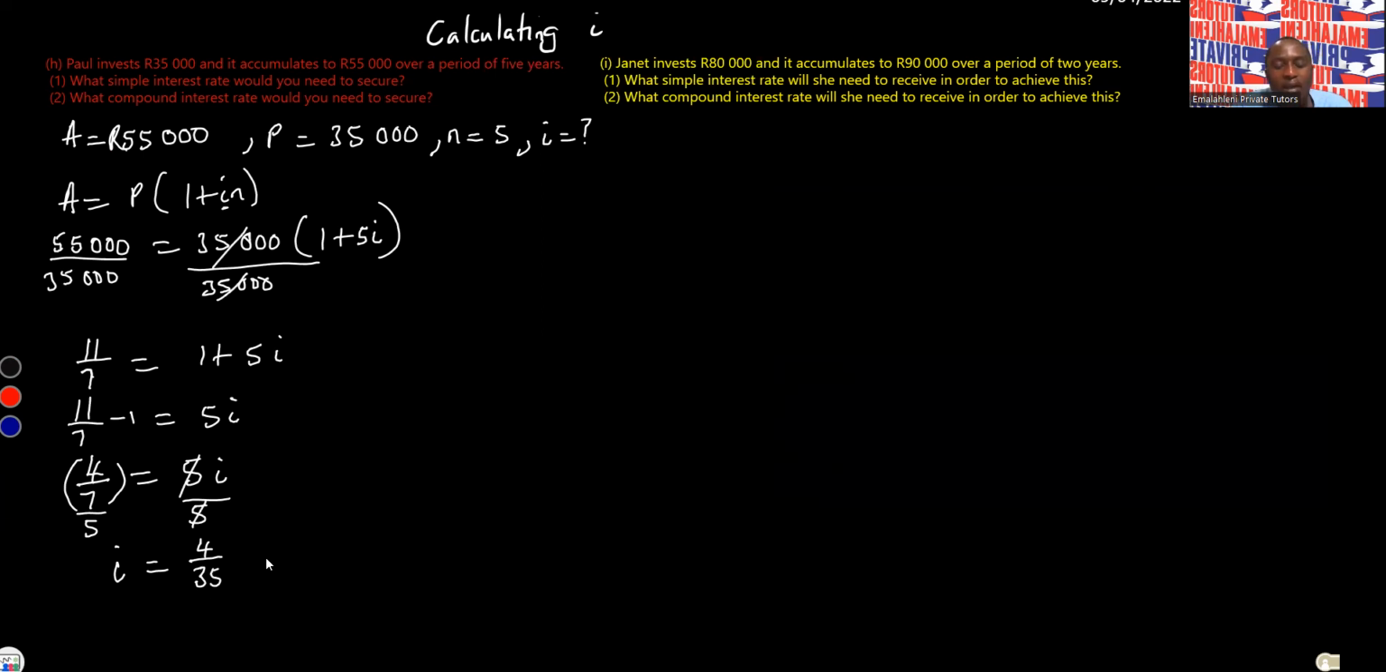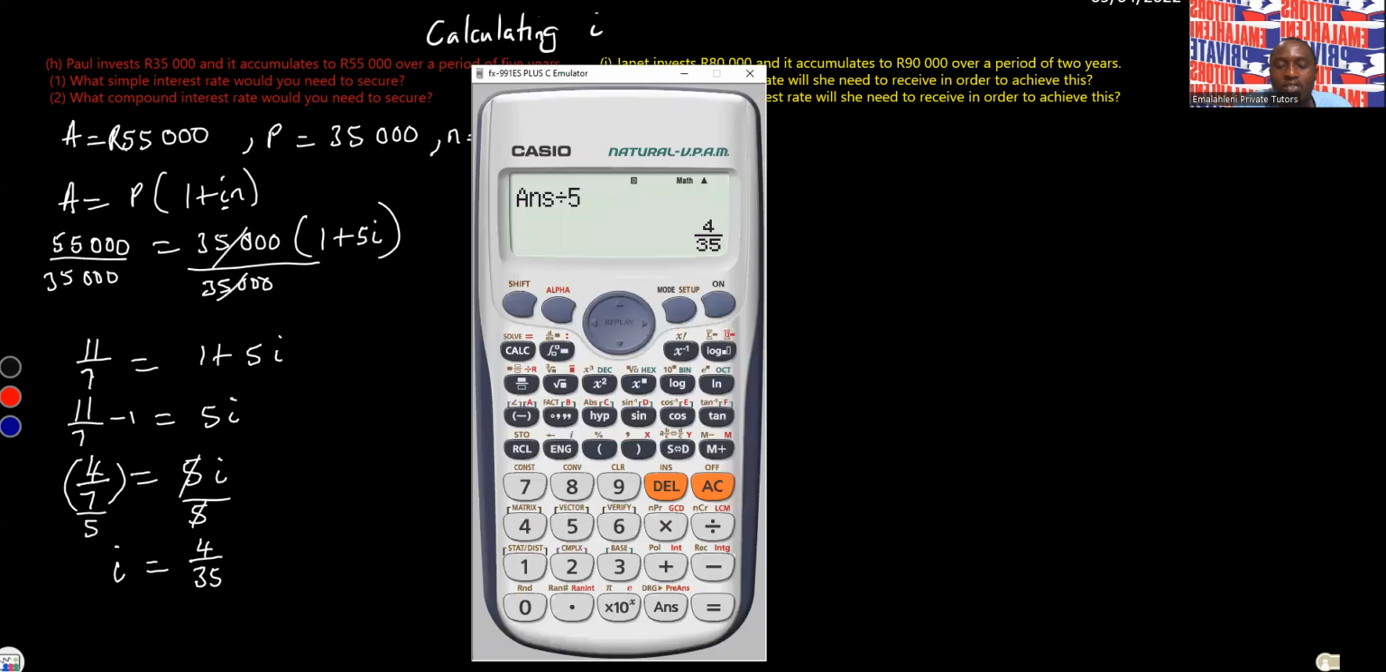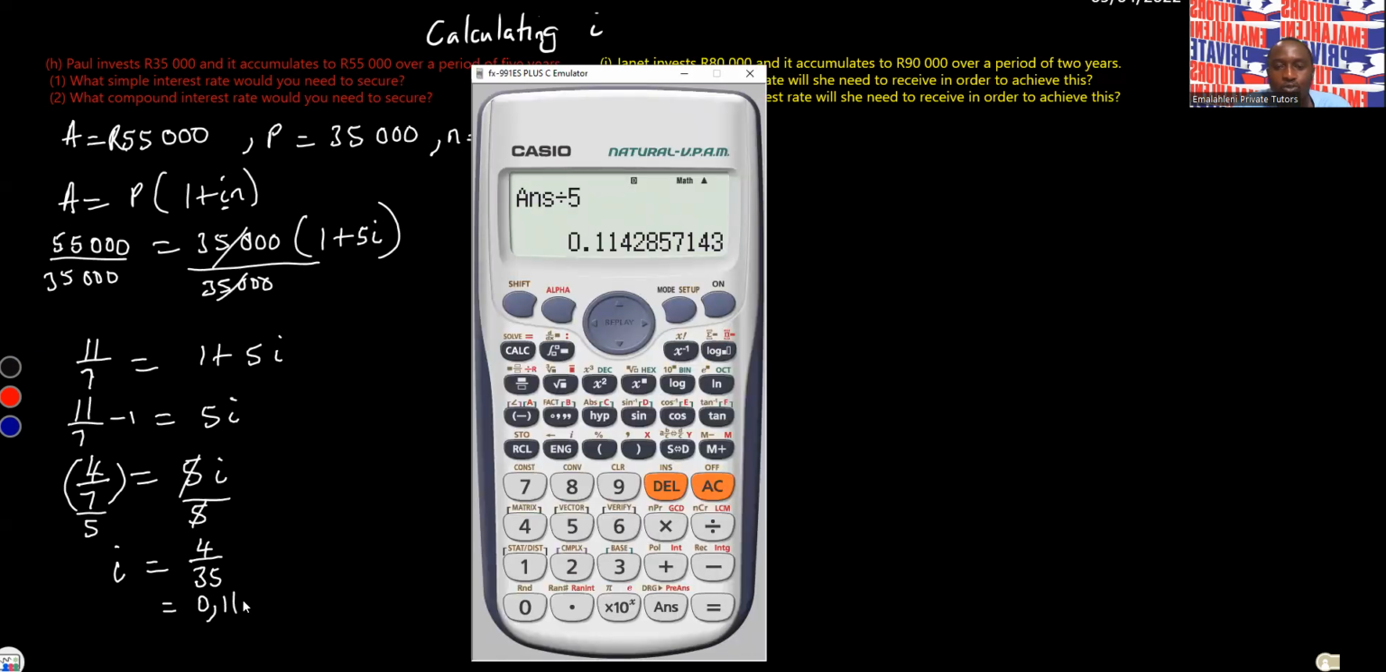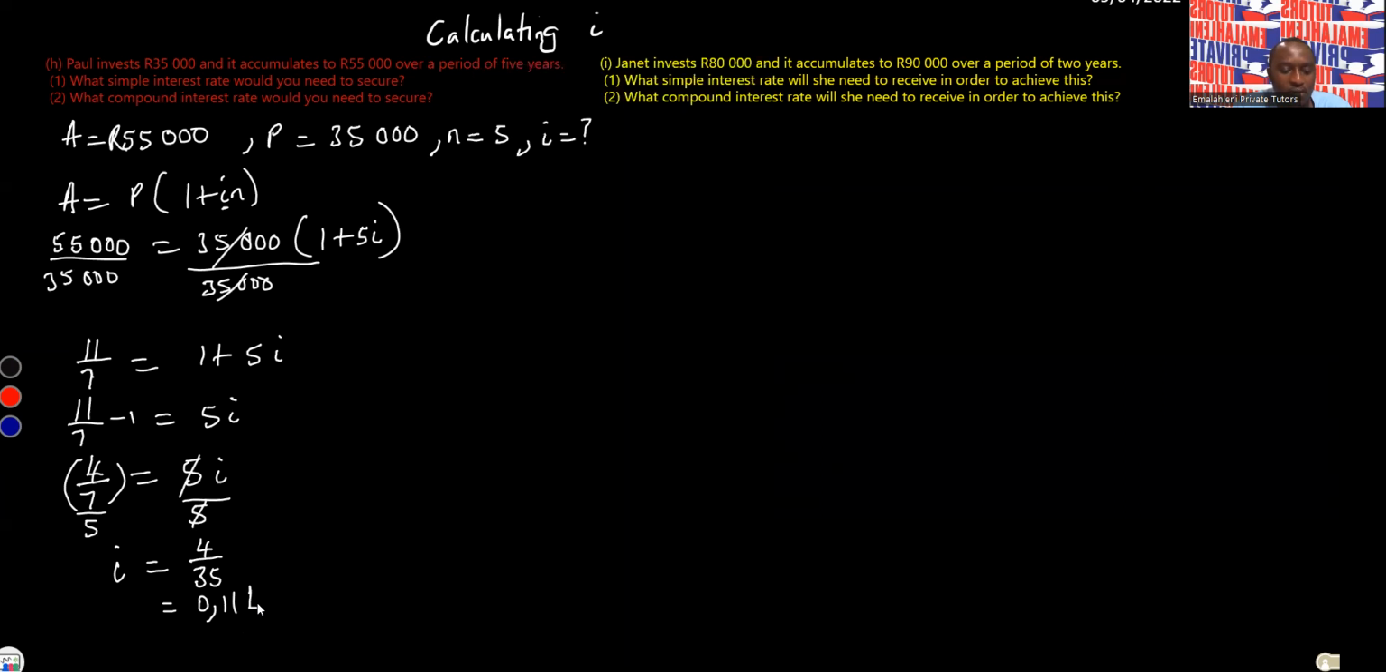Now remember our interest rate is 4 over 35. And if you are to put it here, what are we going to have? We're going to have 0 comma, multiplied by 100. Don't forget here, we're going to have 0,11429. So 429 goes on like that. So what we're going to have here, we're going to multiply it by 100. So we have a normal percent, which is going to be 11,43%. Okay, that's what we get there.